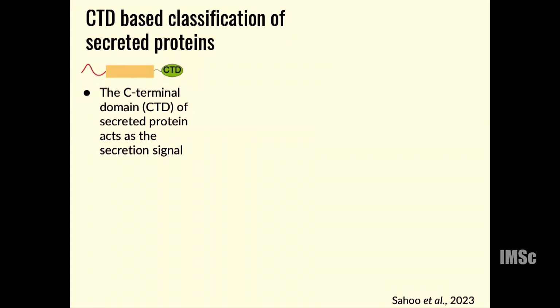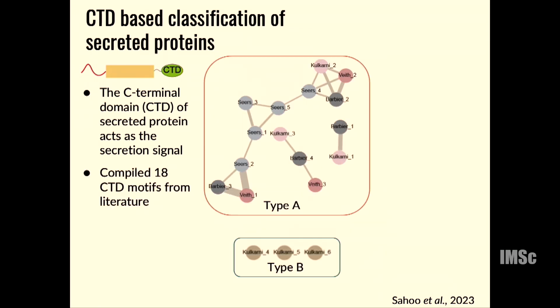Now I'll move on to the secreted protein prediction. As I was explaining, the C-terminal domain of the secreted protein acts as the secretion signal. The question is, what are these CTDs? Is there any classification of these CTDs? There was no clear understanding of what exactly the CTDs are and what the classes are.